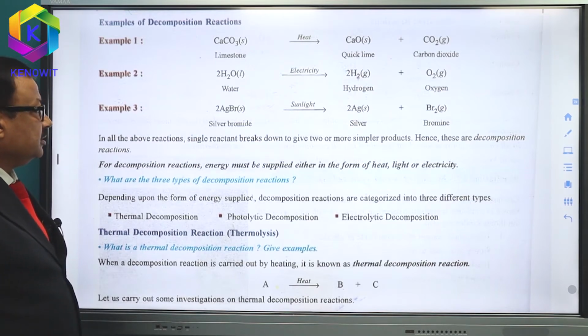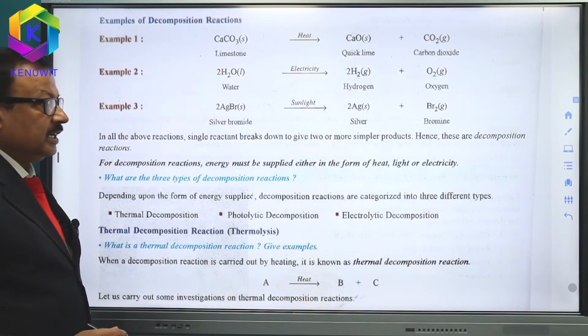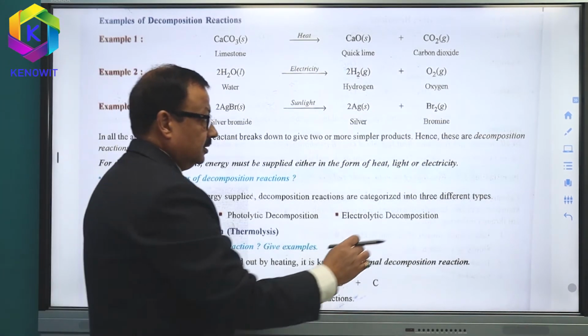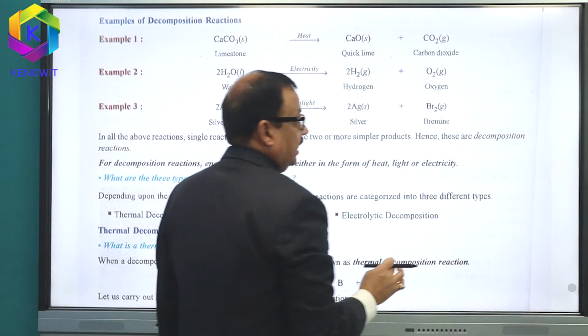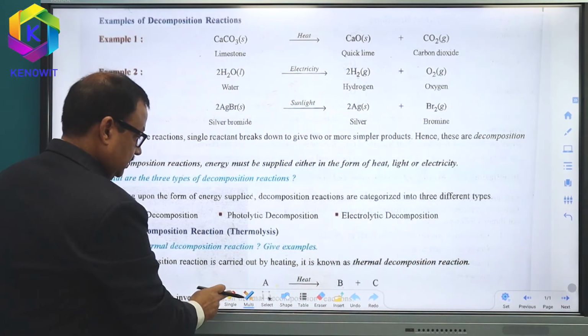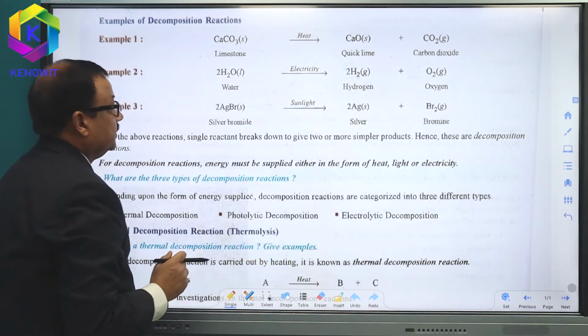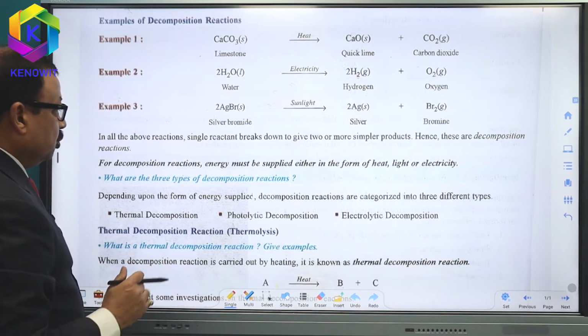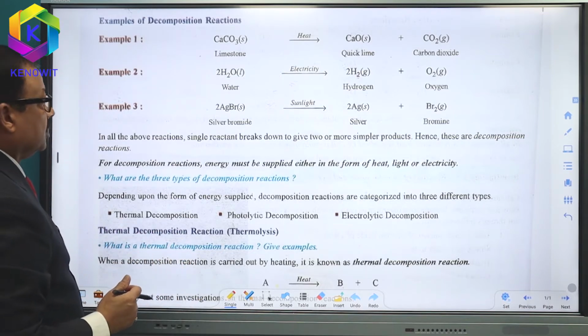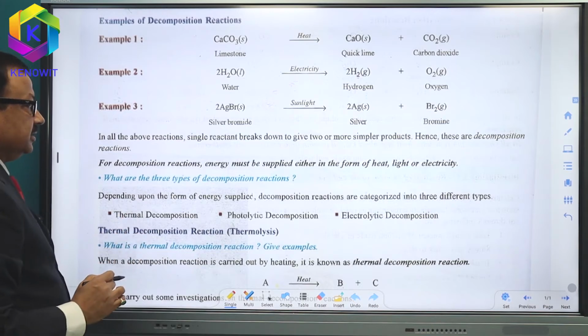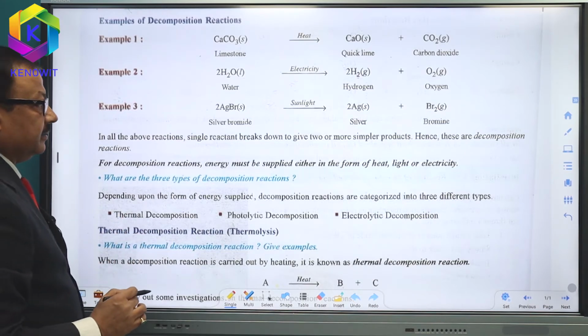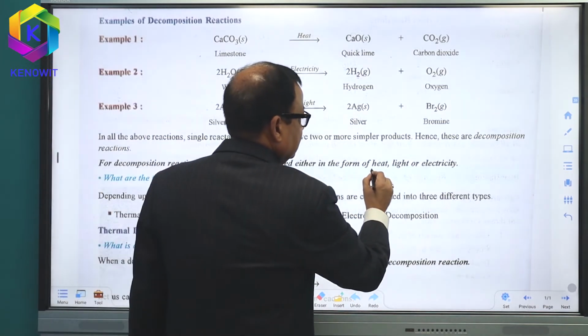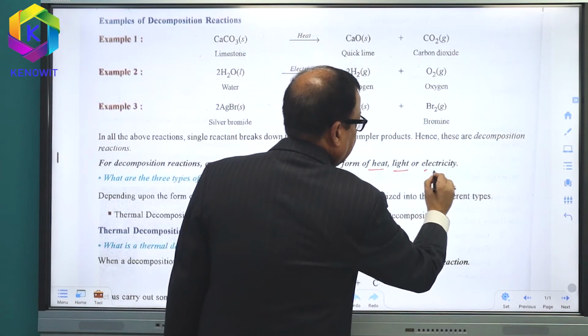And in all decomposition reactions, basically a single reactant gives more than one product. So for decomposition reactions, energy must be supplied either in the form of heat, light, or electricity.